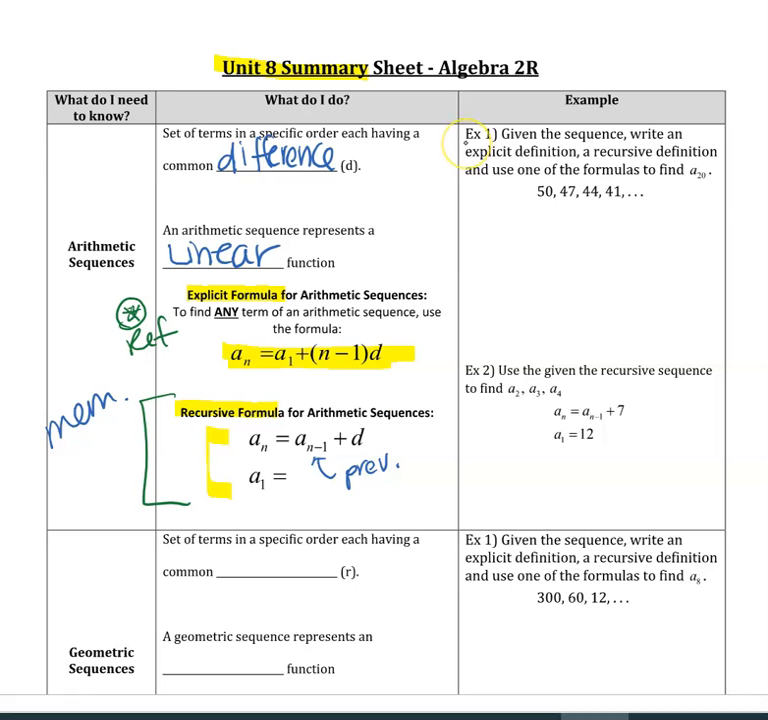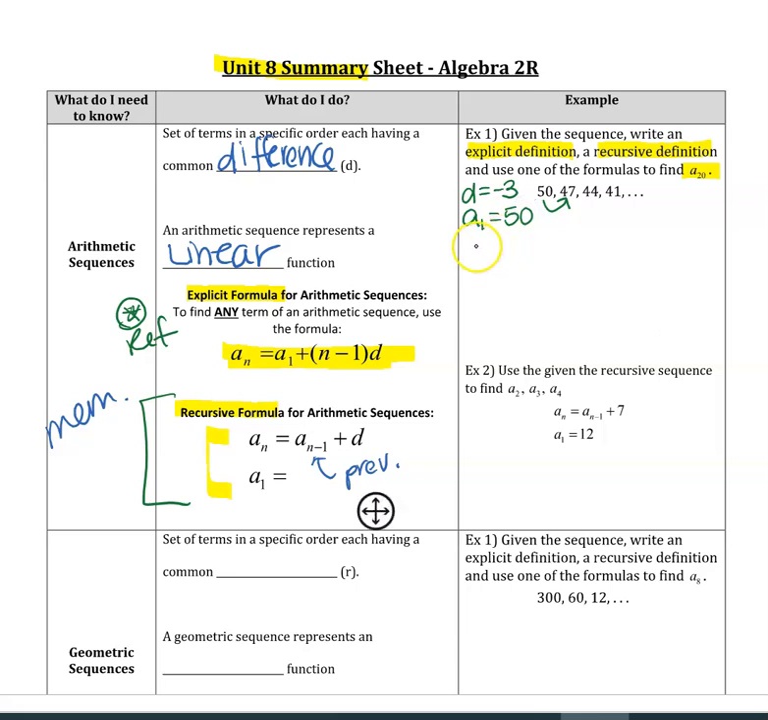All right, so given our first example here, it says given the sequence, write an explicit definition, a recursive definition, and then use one of the formulas to find a sub 20. All right, so first thing I'm noticing is my common difference would be -3 because it's going down by 3, and my first term is 50.